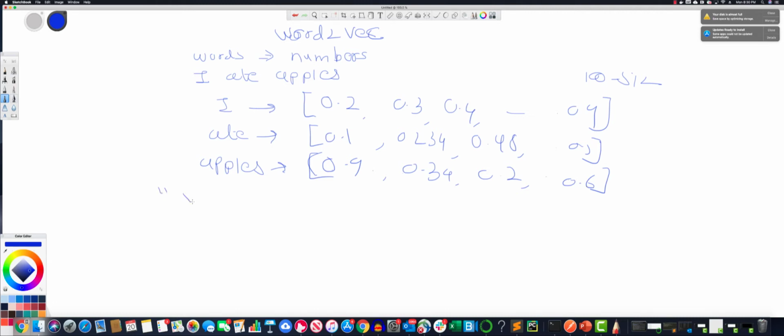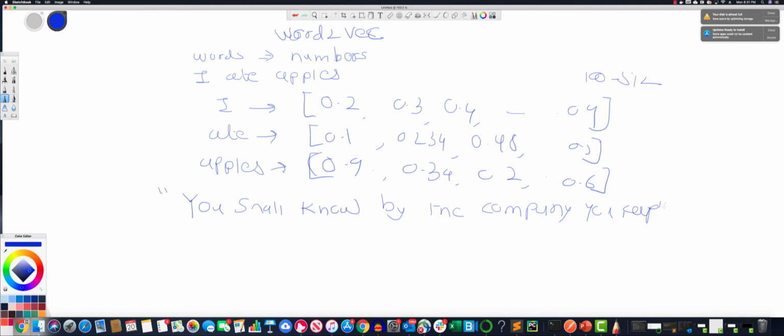In word2vec, the basic technique that is used to represent a word as a number is based on the principle known as: you shall know a word by the company you keep. Basically, each word is represented by the nearby words where it occurs more frequently.